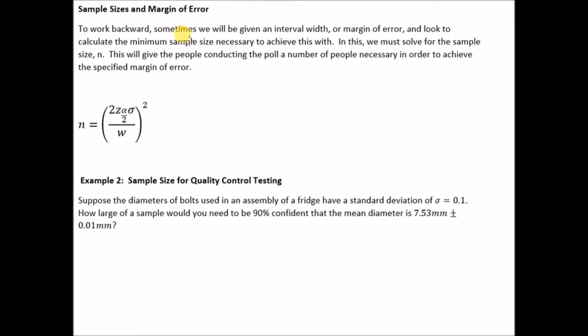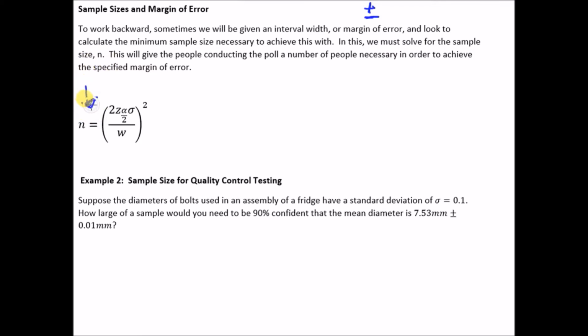Okay, now we're going to talk about sample sizes and margin of error. So what we're going to do is work backwards. Sometimes we'll be given an interval width or margin of error, that's what is called plus or minus. And we're going to calculate the minimum sample size necessary to achieve that margin of error. So we must solve for the sample size n.